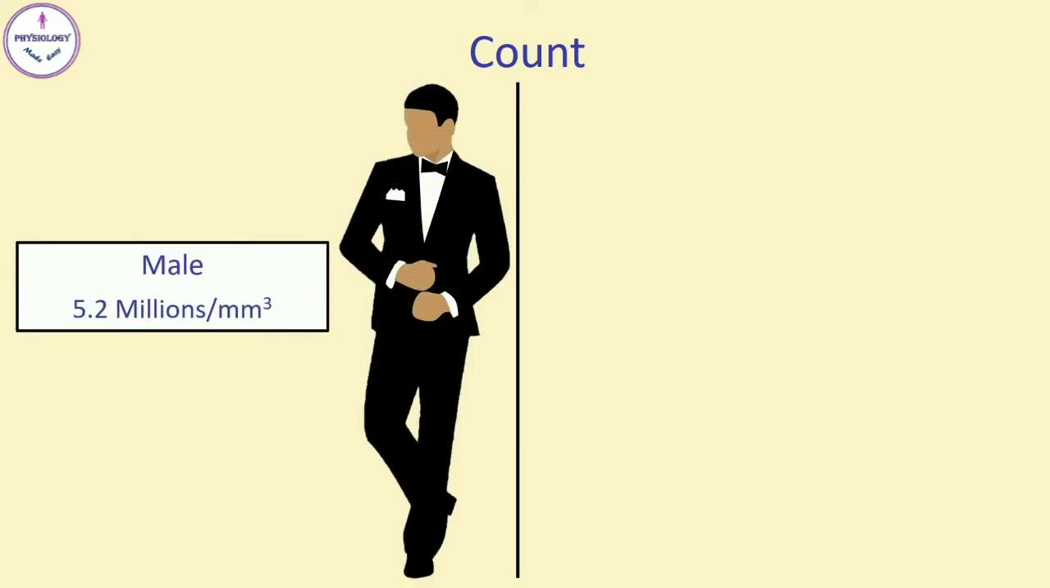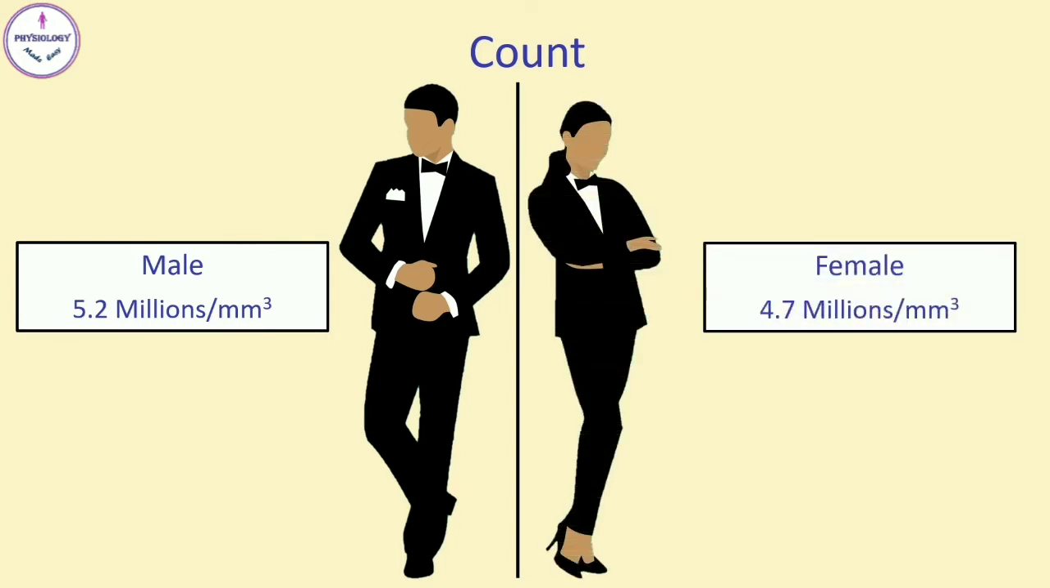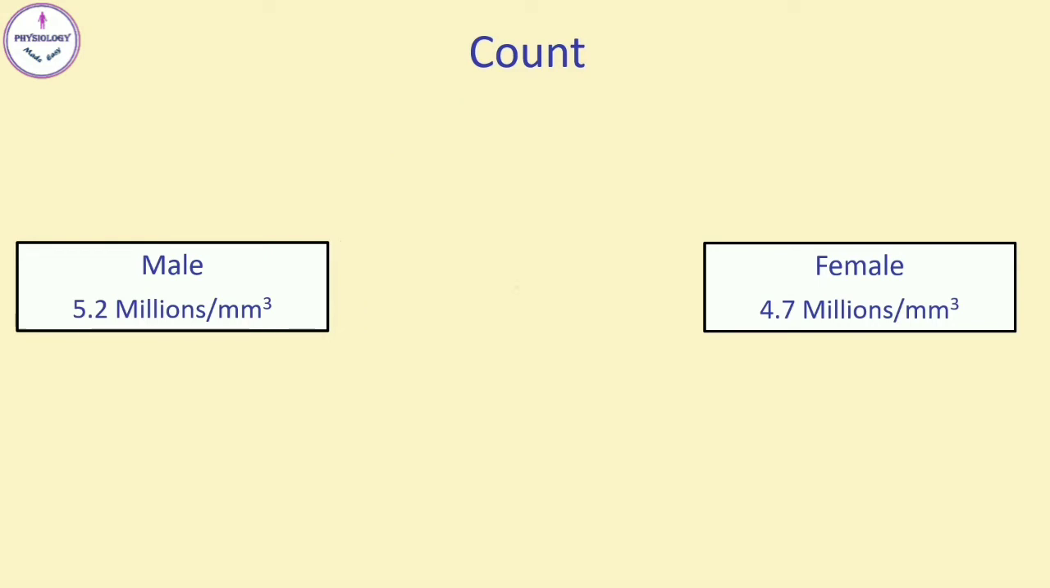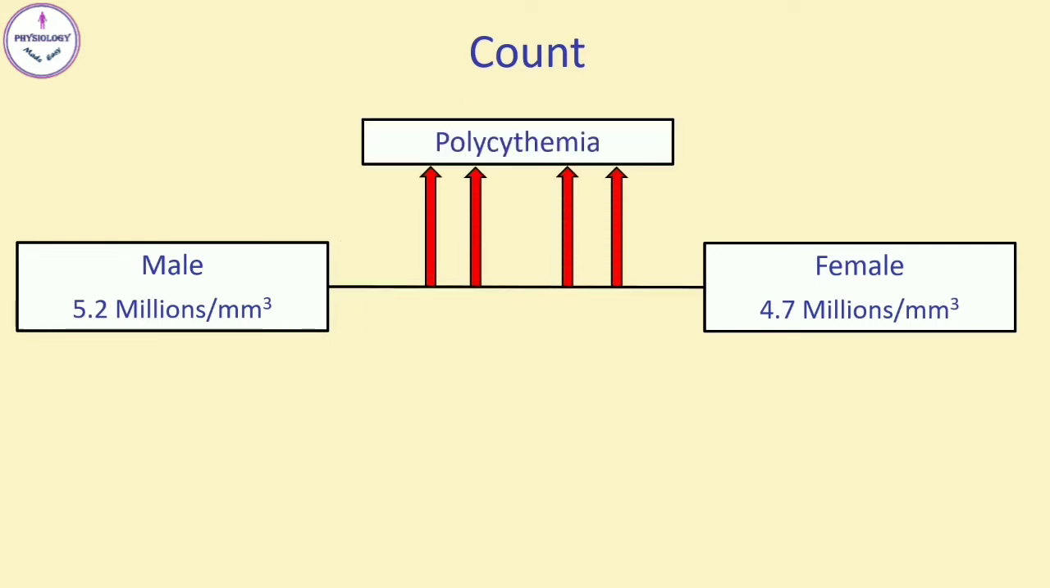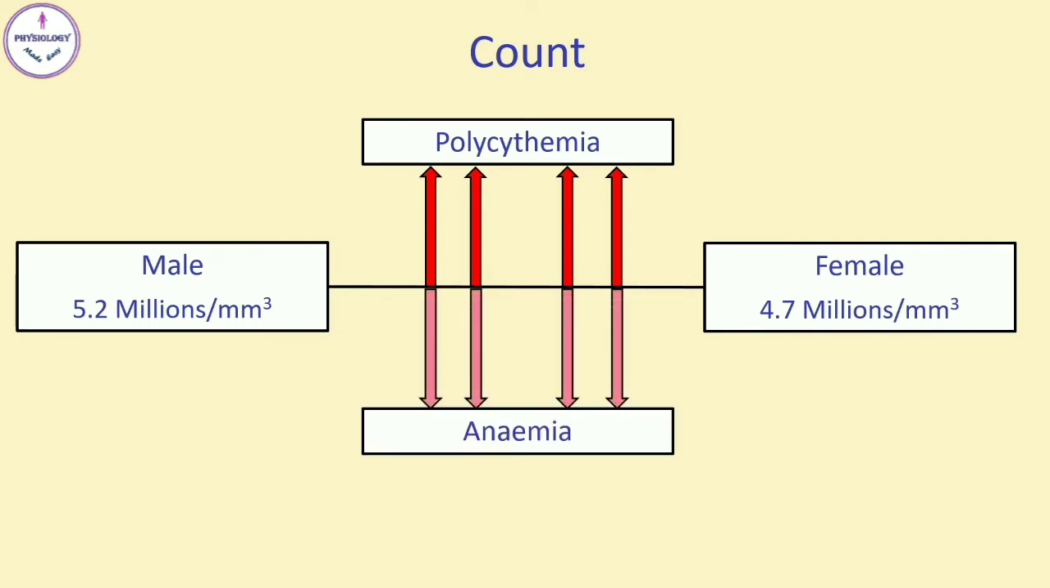Next is their count in blood. Average count in males is about 5.2 millions per mm cube, whereas in females it is about 4.7 millions per mm cube. If the number of RBCs is more than the normal, it can be termed as polycythemia, and if the number of RBCs is less than normal, it is termed as anemia.